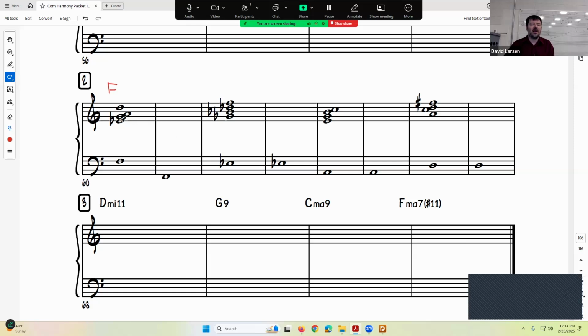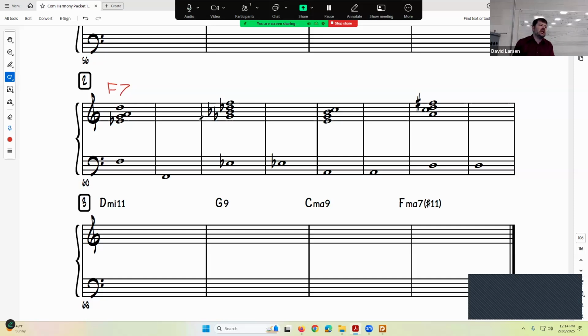So if it's an F chord, then we look. An E flat compared to an F, what would that be? F, G, A, B, C, D, E. It's a 7th. Is it a major 7th or a dominant 7th? Dominant, correct, because it's a whole step away. E flat to F is a whole step, so that makes it a dominant 7th. All right.